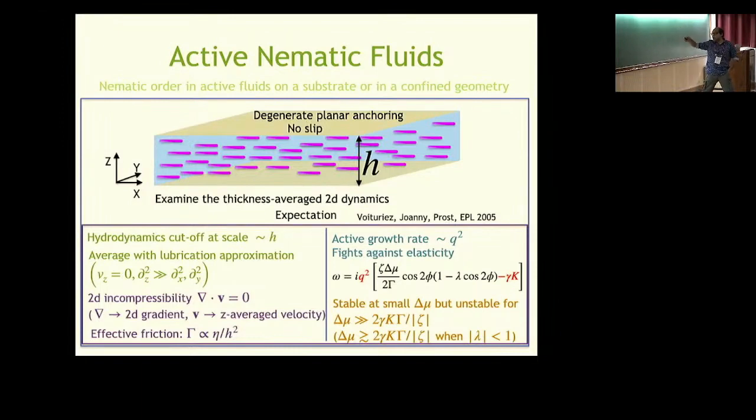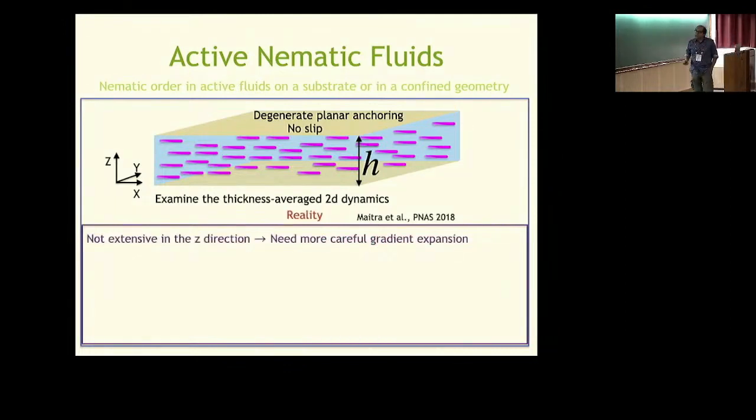Therefore, the instability doesn't happen at zero activity, but at a finite activity. But still, if you look at this a little bit, you notice that if I keep increasing delta mu, if I keep increasing activity, then I'll inevitably become unstable. That's what this predicts, right?